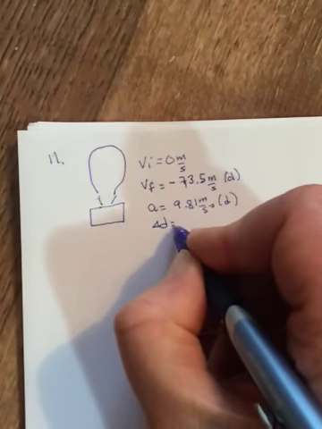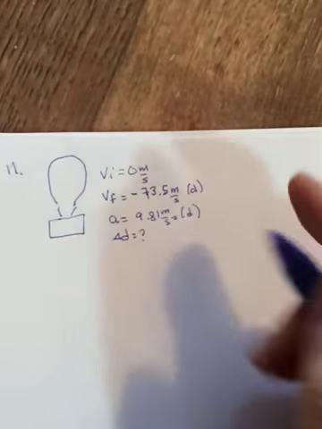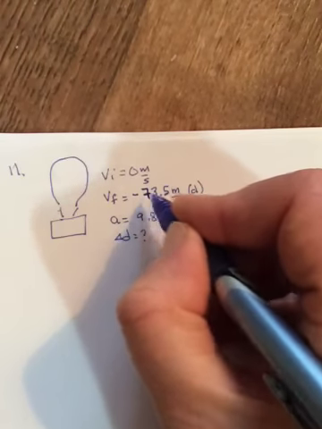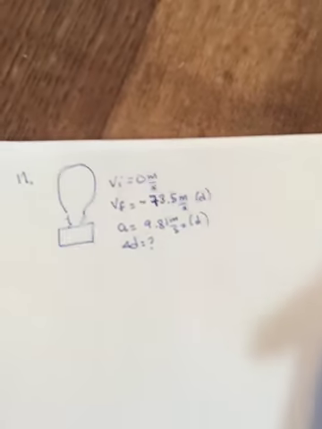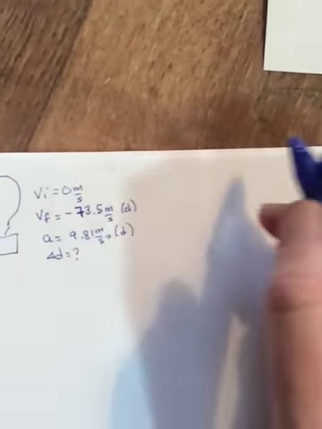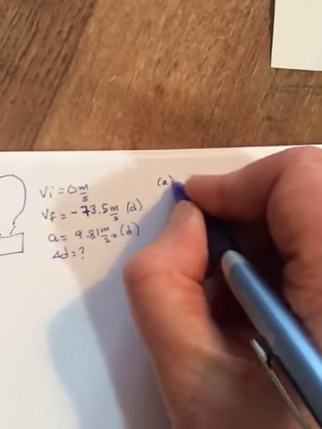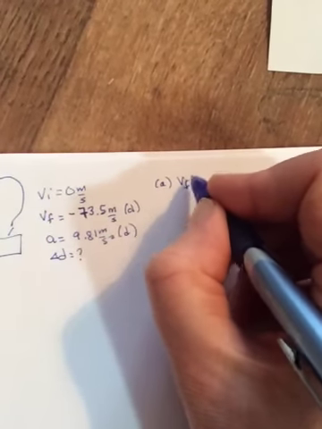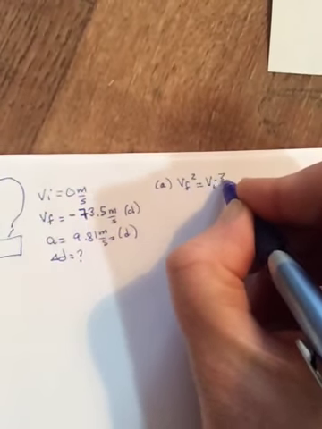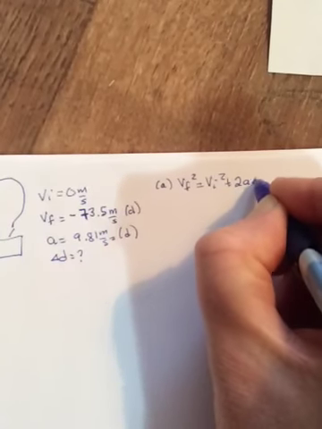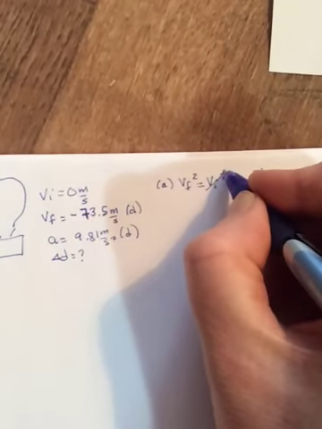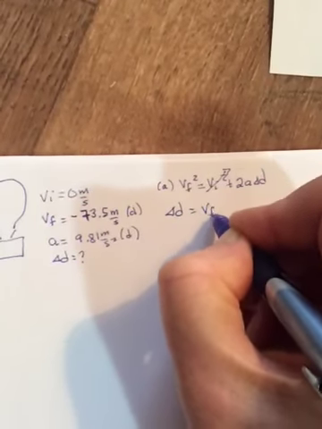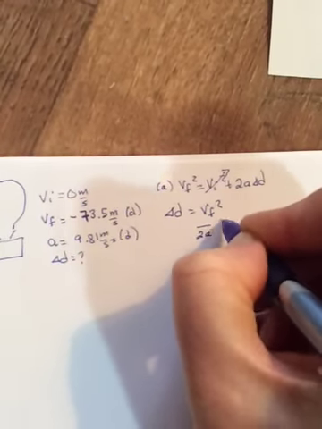You're looking for delta D. Now, even though the question puts the negative on the 73, you could call down positive. But so I don't screw you up, I'll call down negative. VI, VF, A, delta D, so VF squared is equal to VI squared plus 2A delta D. The VI goes to 0, and you're solving for delta D, so divide by 2A.